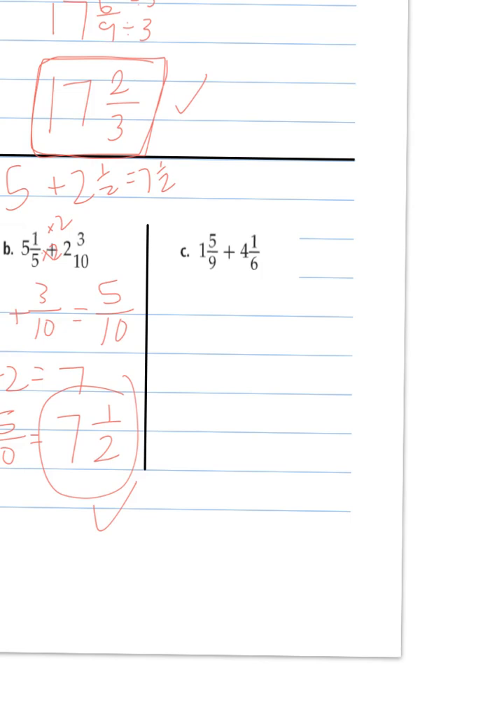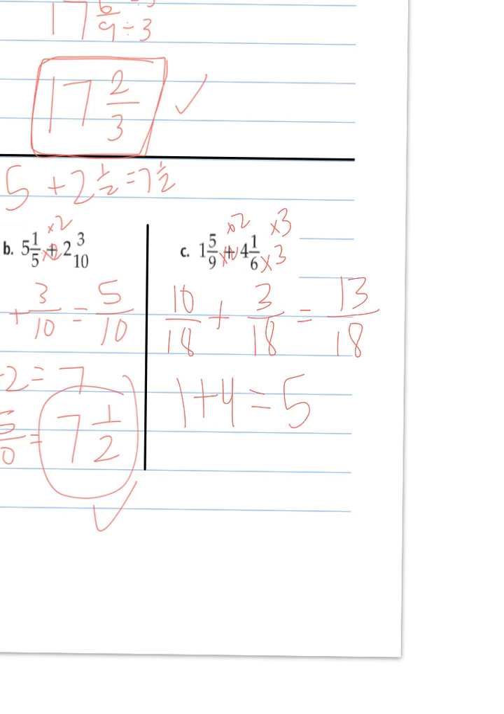Last one here, 1 and 5/9 plus 4 and 1/6. We can get a common denominator of 18, so we times this by 2. So we would have 10/18, times this by 3. Add the whole numbers together. Put my whole number and the fraction together to get a mixed number, and our answer is 5 and 13/18, and that cannot be simplified at all.